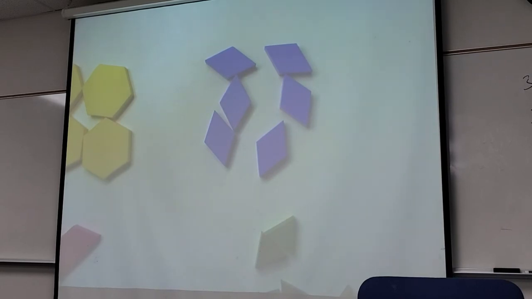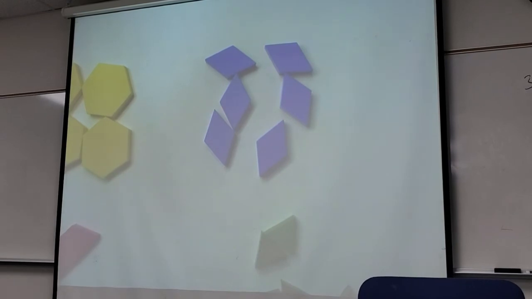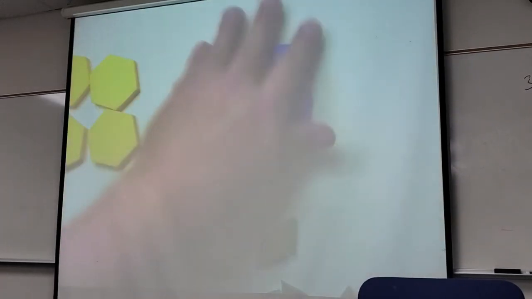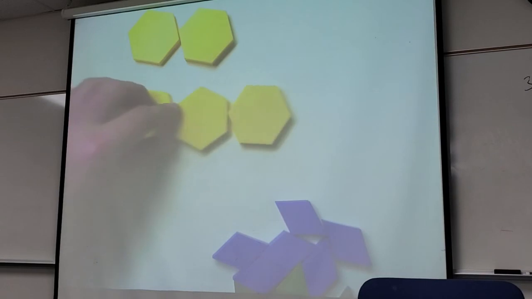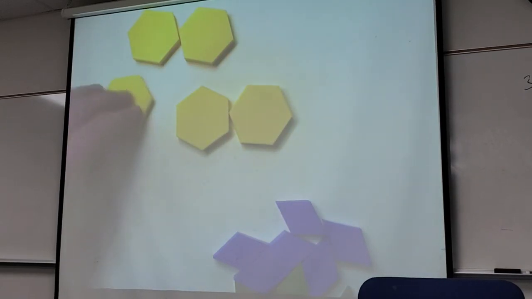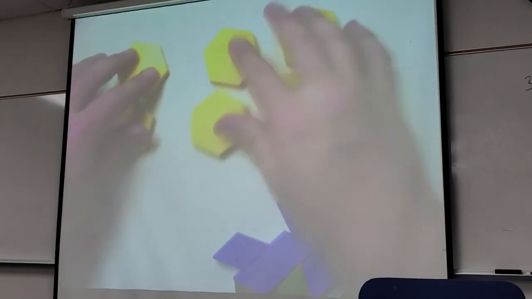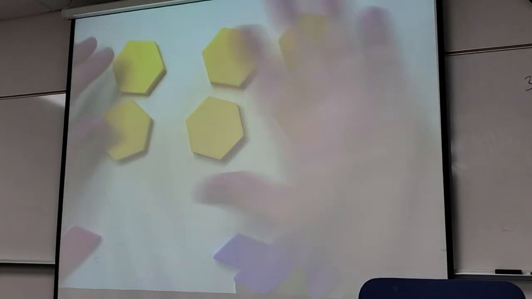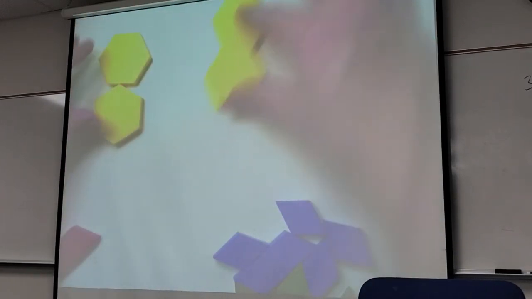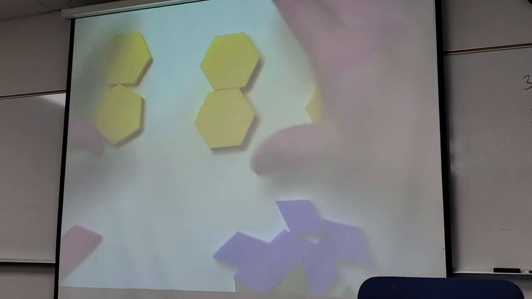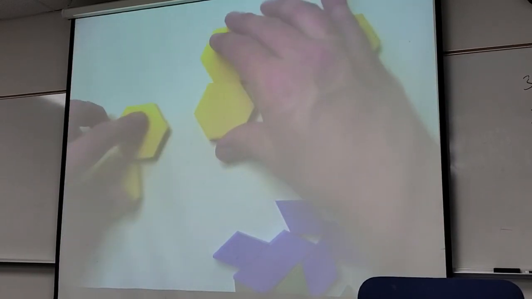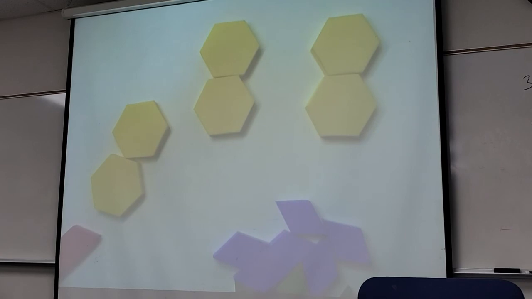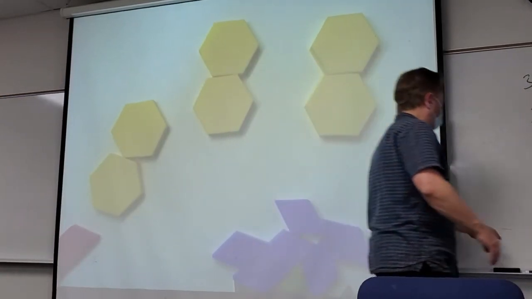1/3 of 6 would mean you've got 6, and then you cut them into groups of 3, and there's 2 in each. So that would be 1/3 of 6, but either way you do it, you get 2. So it's another way to show commutativity of these things. Let's do one more of these.